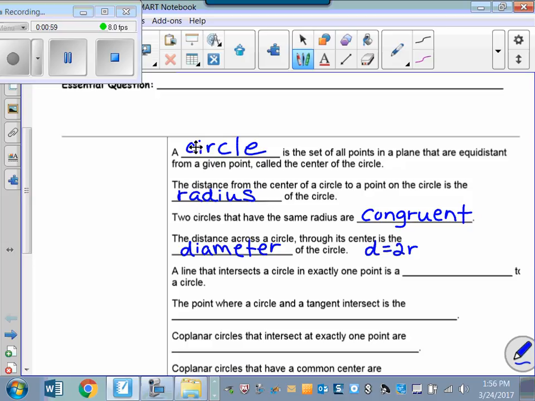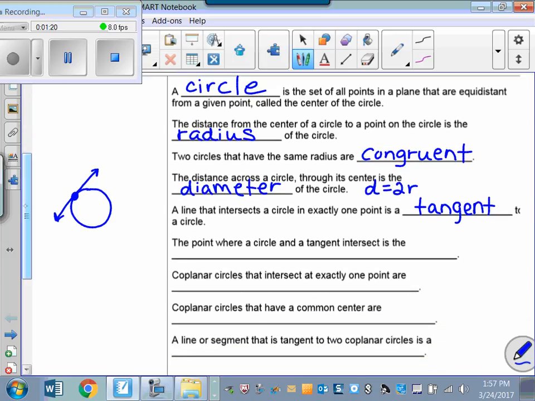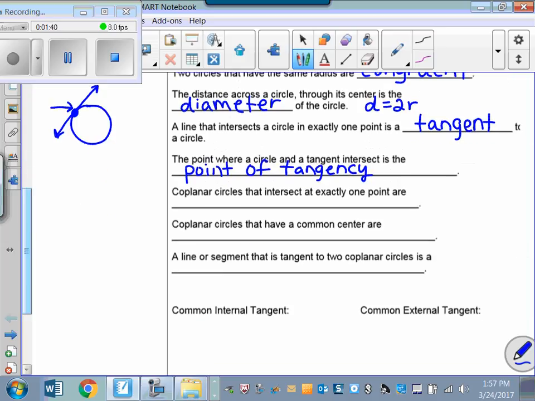Okay, a line that intersects the circle in exactly one point is called a tangent to the circle. So, for instance, if we have this circle here and we have this line that intersects that circle at just this one point, this line would be a line tangent to the circle. There are an infinite number of lines tangent to a circle. The point where this line is tangent to the circle is called the point of tangency.